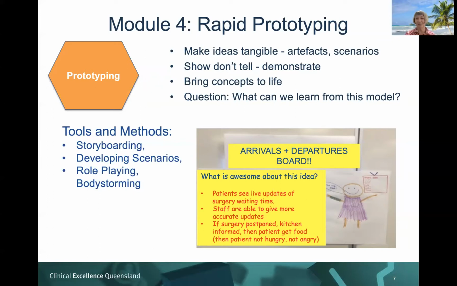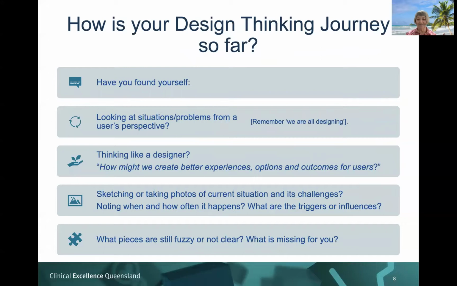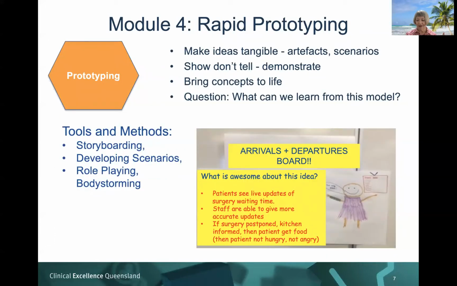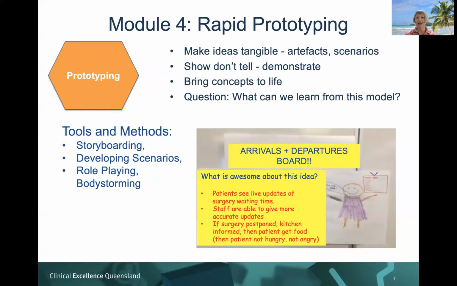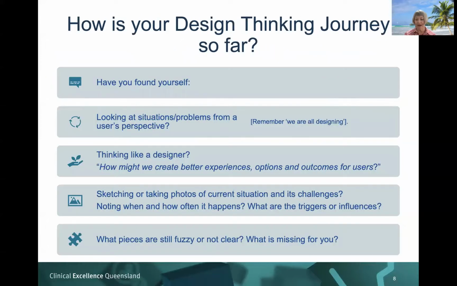And of course, with rapid prototyping comes testing. I'm not sure what's happened to testing, but it seemed to be jumped over. But to test, of course, we take it to the clients and say, okay, what works here, what doesn't? What do we need to do to refine it? How do we improve it for you?